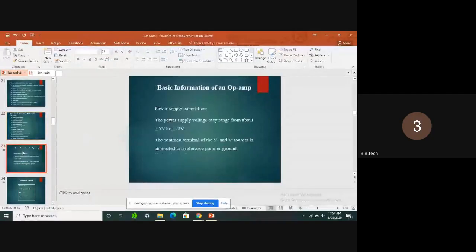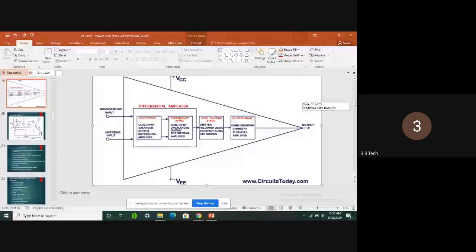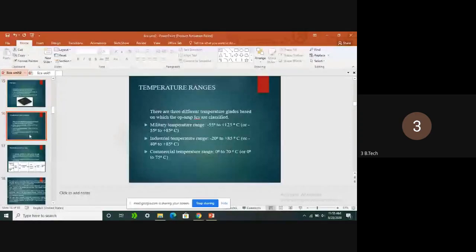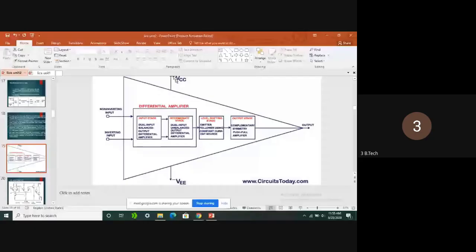Power supply connections. So what is the power supply? For a particular operational amplifier we can provide 5 volts to 22 volts. See here, this is the block diagram of the operational amplifier. I already told you, for this we should give a maximum of 5 volts or 22 volts. Here plus VCC is there, so at this plus VCC we can connect 5 volts. At the same time we can connect minus 5 volts, or negative, to the VEE.